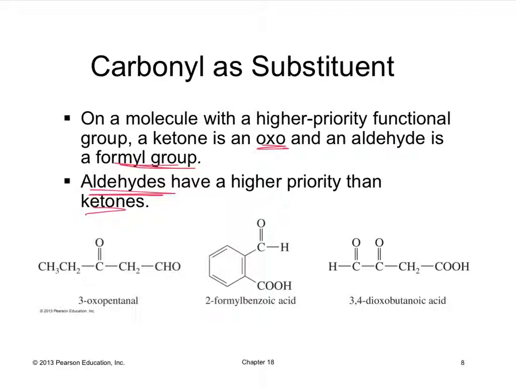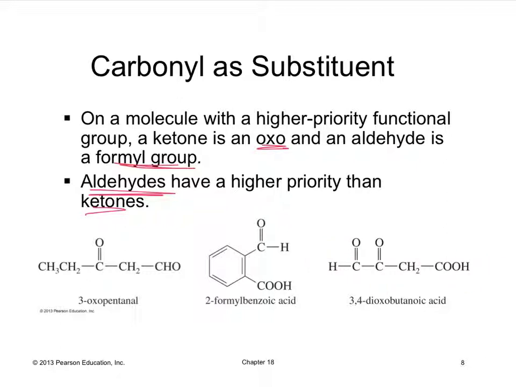So if we look at examples, this has both an aldehyde and a ketone, so the aldehyde will be the priority, so that's going to be the parent. And then the ketone will be known as oxo, so it'd be 3, right? Oxo, pentanal. Here you have an acid and an aldehyde, so your parent becomes the carboxylic acid, and your aldehyde will be known as the formyl group. So here's 2-formylbenzoic acid.